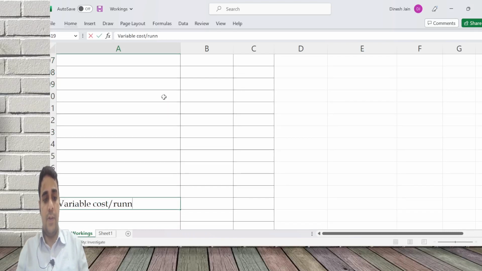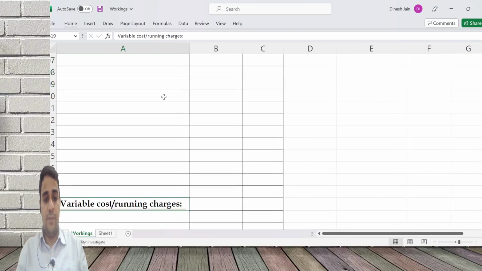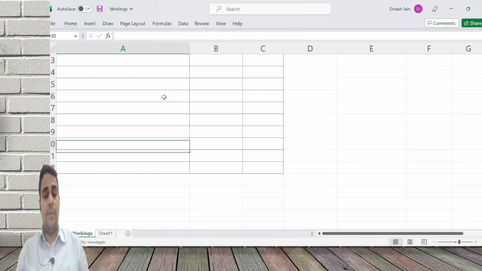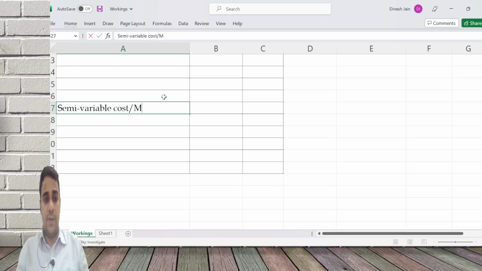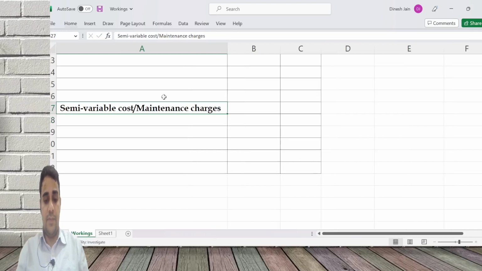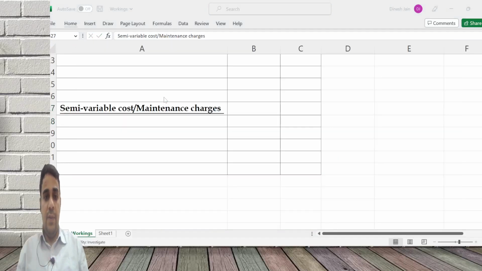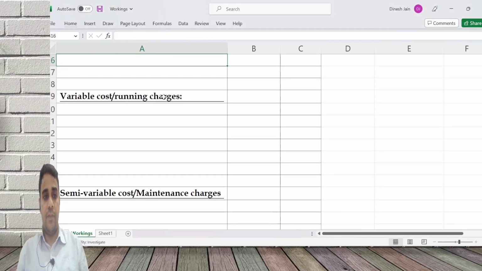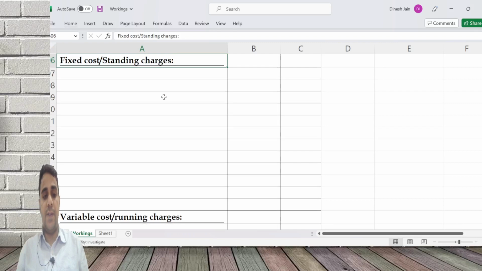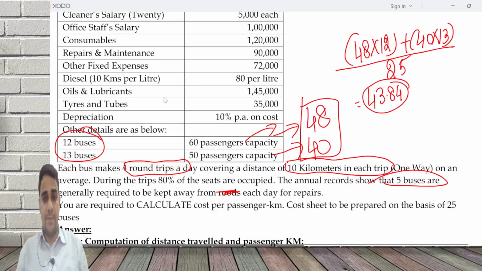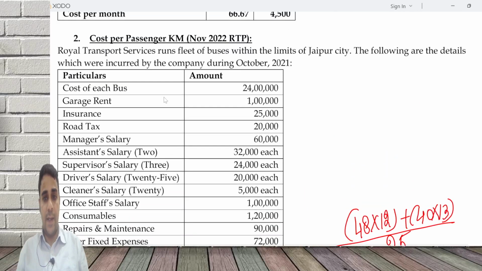Variable cost, running charges. Semi variable cost, maintenance charges. Fixed standing, variable running, semi variable maintenance. Let's look at it from the first line item.